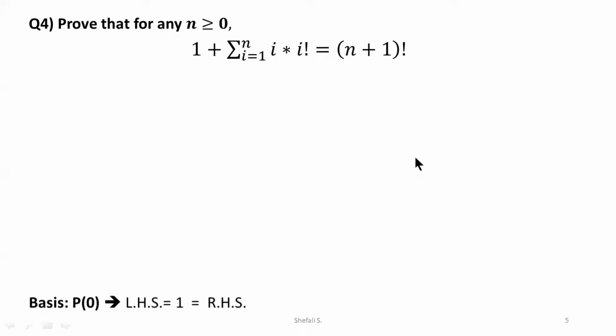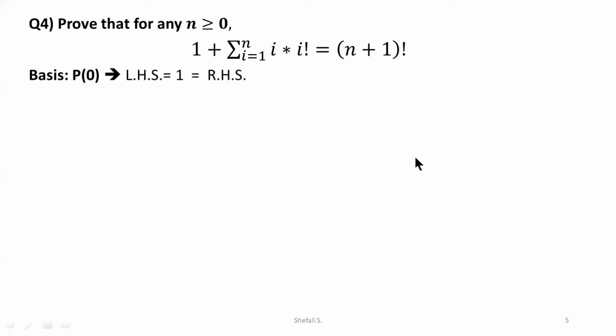Coming to the next example. Suppose for the range greater than or equal to 0, n is an integer, we have to prove the given series where the right hand side is given in terms of factorial. So how to come to this particular series? Obviously, we go for the involvement of 0 as the base number.